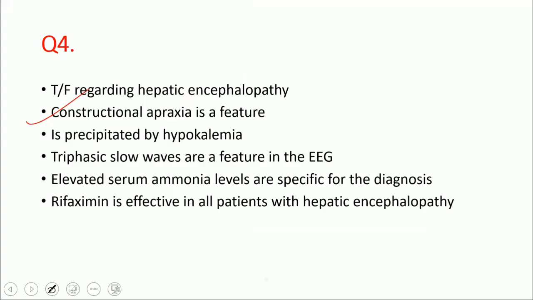Also, infection, SBP, or for that matter, infection anywhere can trigger hepatic encephalopathy. So these are some important triggers of hepatic encephalopathy. So precipitated by hypokalemia is true, right?